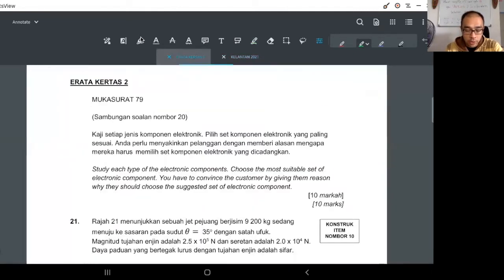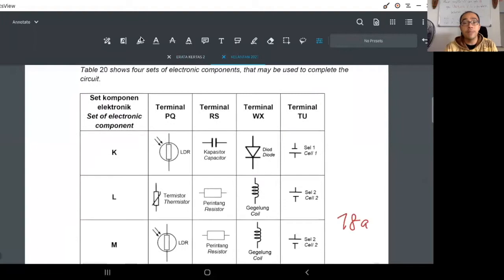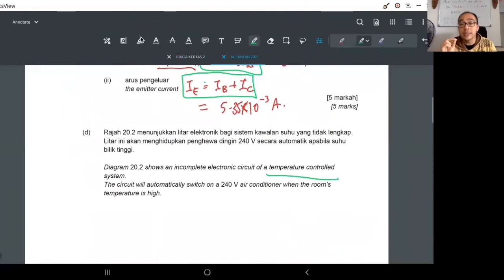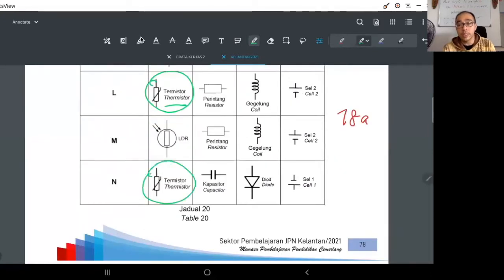Okay, so if we take a look at the question, it says study each type of the electric components, choose the most suitable set and give them the reason. Okay, so we do as we have always done. So in PQ, there is a light-dependent resistor and a thermistor. Okay, this one is a no-brainer, because the question says it is a temperature control. Temperature control means kita mau thermistor. Sebab temperature, thermistor. Okay, dia adalah perintang peka haba.